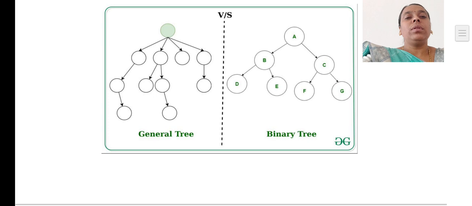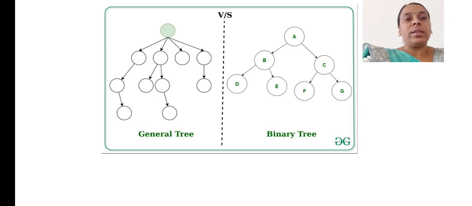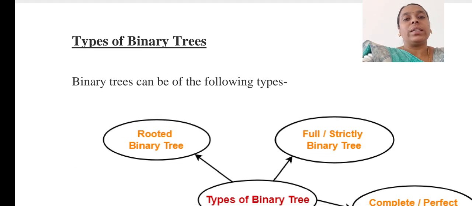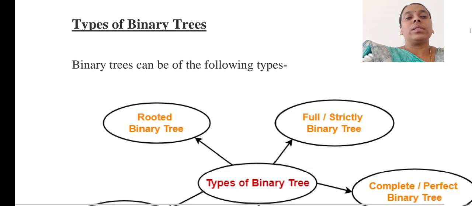This is an example of the difference between the general tree and binary tree. In a general tree, each node can have any number of children. One node can have one child, two children, three children. But in a binary tree, there is a rule: each node can have two children, or one child, or zero, not more than two. This is a binary tree. As the name implies, binary means two, so each node can have only two children.